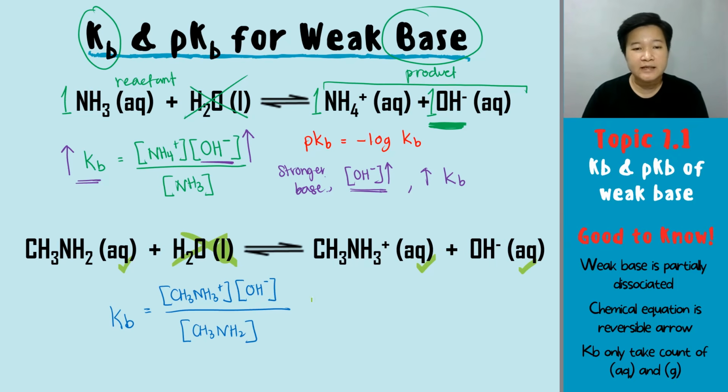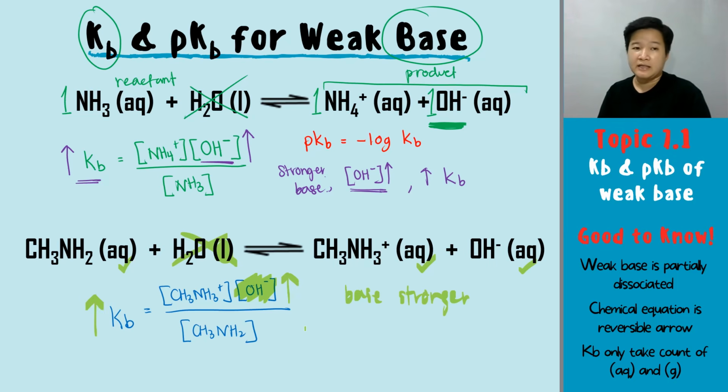And once again, it is proven that if your weak base over here is a stronger weak base, then you will have a higher OH minus. When the OH minus is higher, your Kb value will also be higher because they are directly proportional. The higher the Kb value, the stronger the base. Okay?